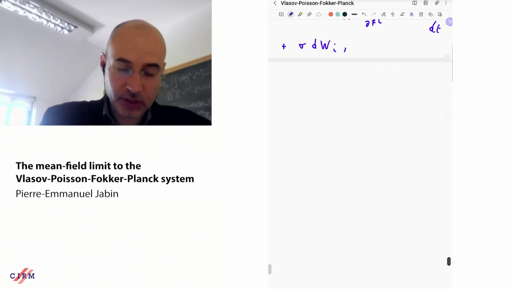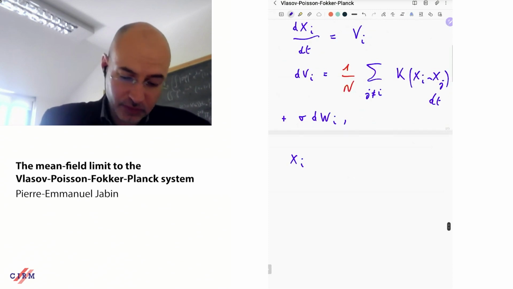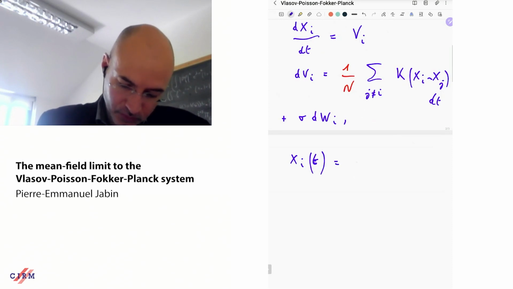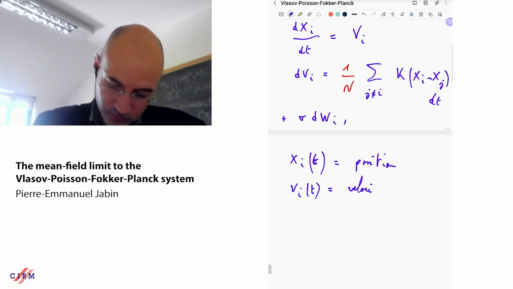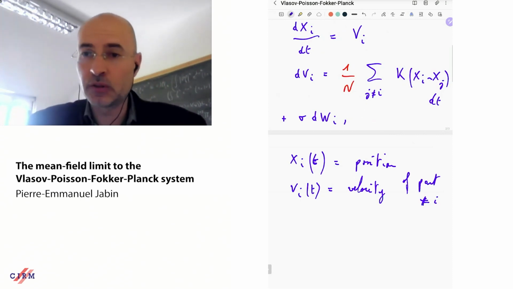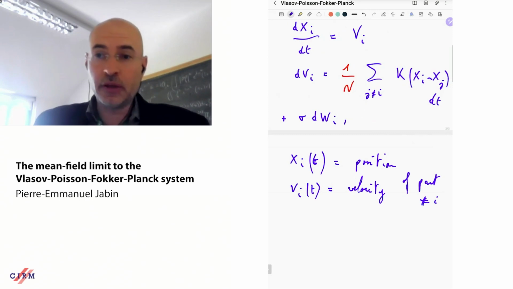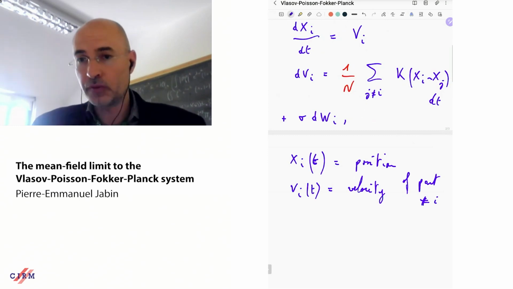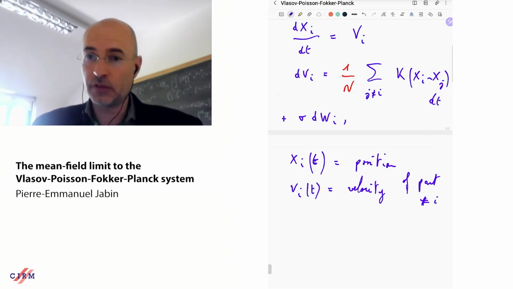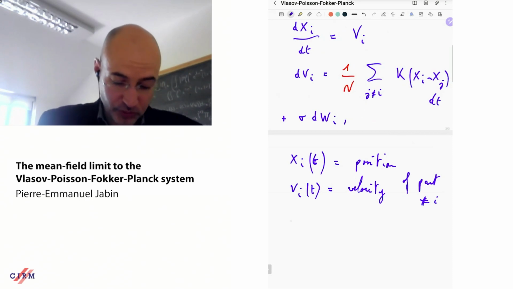So in here, Xi is the position of particle i. It depends on time, of course. Vi is the velocity of particle i. All particles are identical, so they have the same charges, they have the same masses. Right? And K is the interaction kernel. I'm going to leave it as K for most of the talk, so that the assumptions that I need to make on the kernel to get the mean field limit are a little bit more transparent.